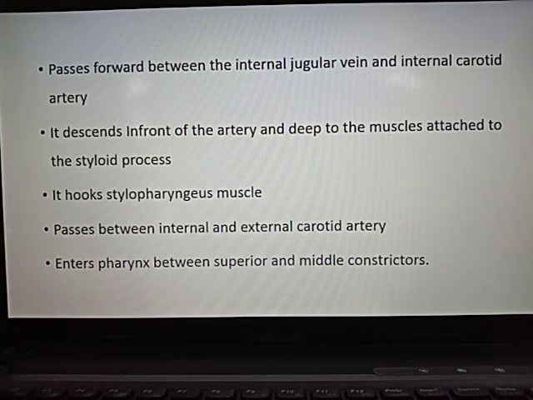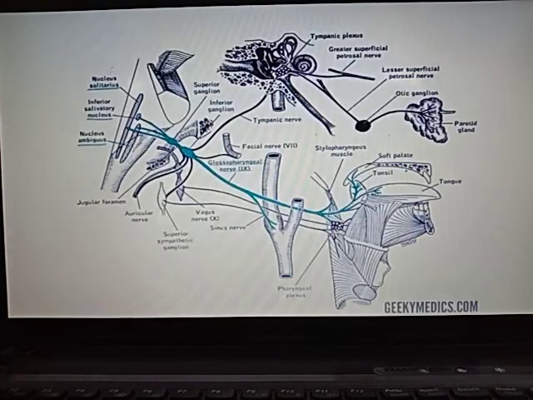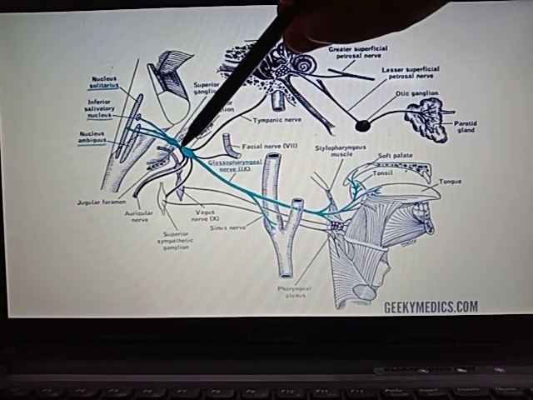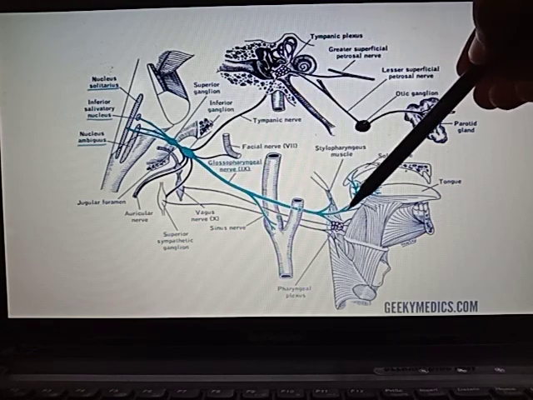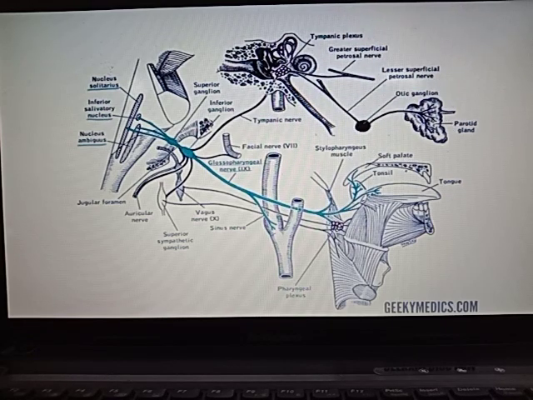Finally, the two enter the pharynx between the superior and the middle constrictor to be distributed to the mucous membrane of the pharynx, posterior one third of the tongue, soft palate, tonsil, and the mucous glands of the mouth. These are the pictures. After emerging, it goes to the tongue.